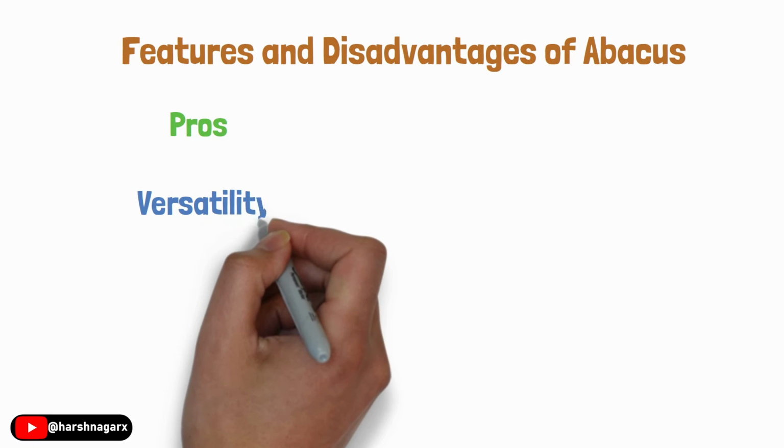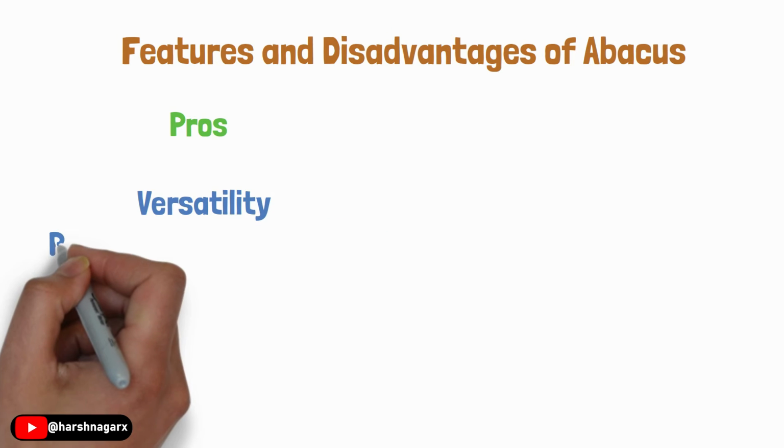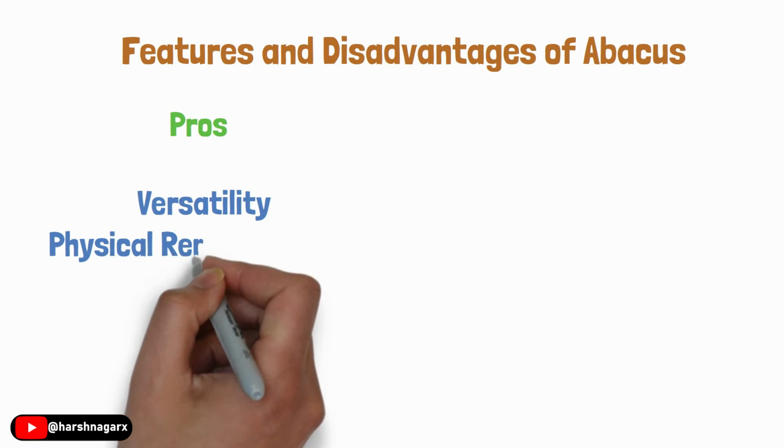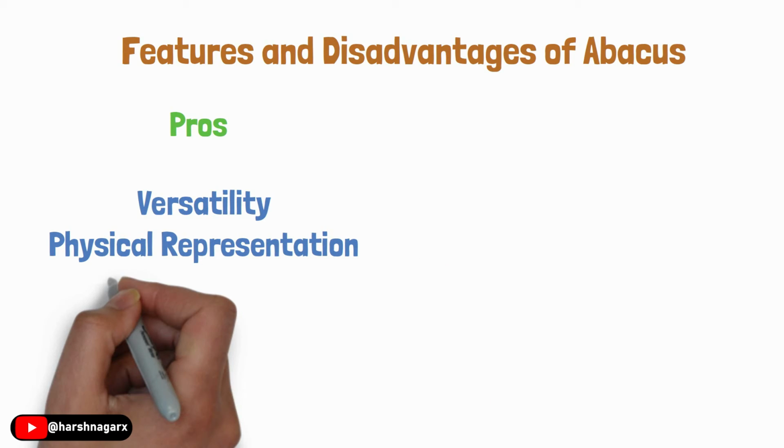Starting from versatility, the abacus can perform basic arithmetic operations such as addition, subtraction, multiplication and division. It can handle both whole numbers and decimals. Next is physical representation. The beads or counters on the abacus provide a physical representation of numbers, making it easier for users to visualize and understand mathematical concepts.